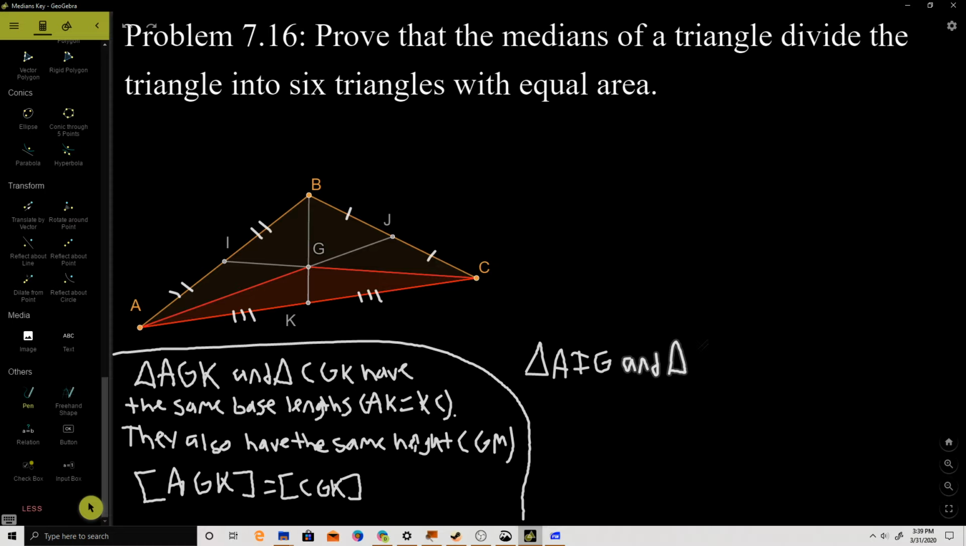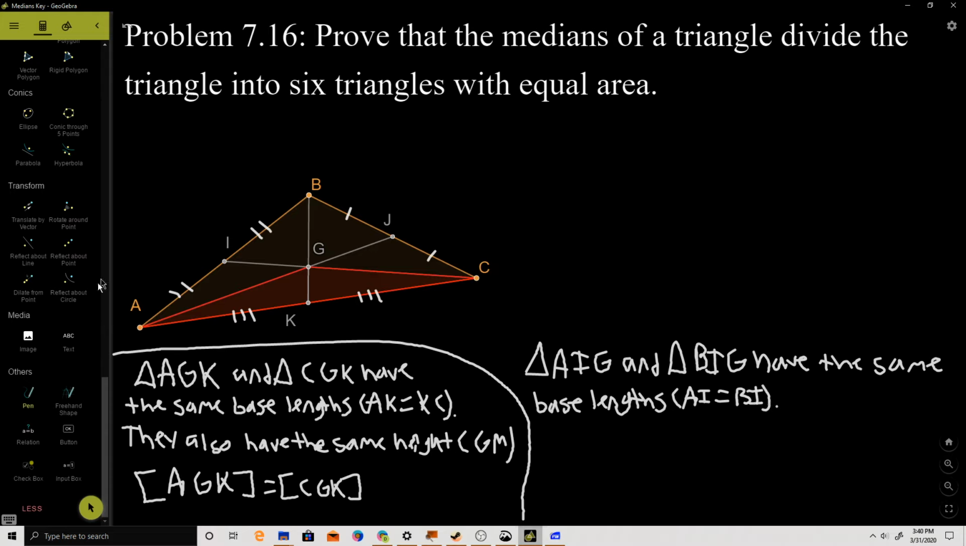So, what was it? Triangle BGI, or BIG, have the same base lengths. That being AI and BI.